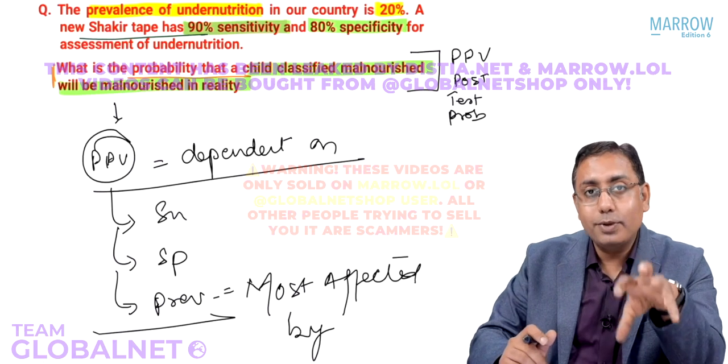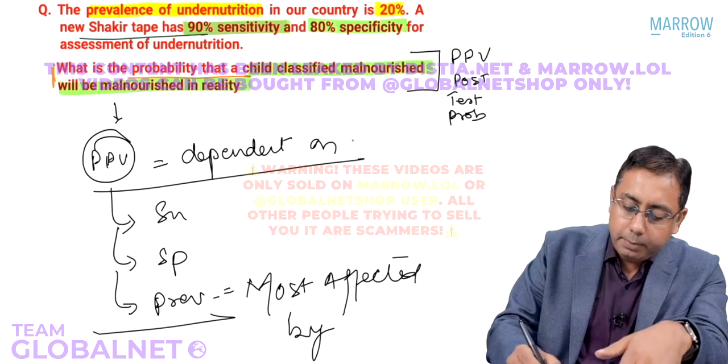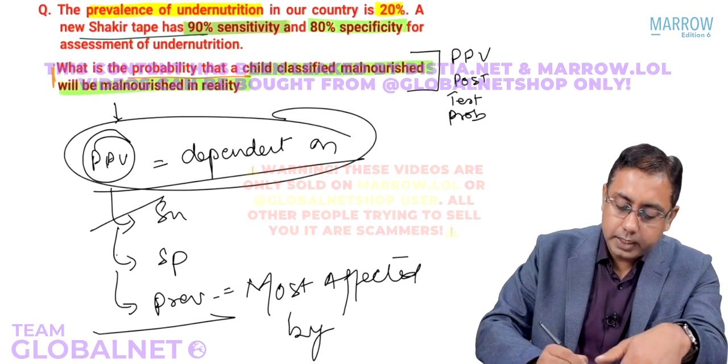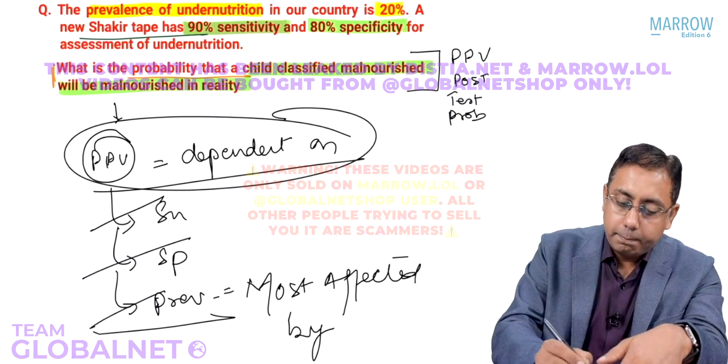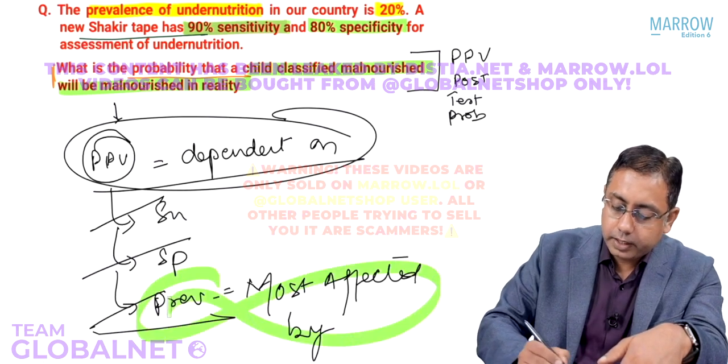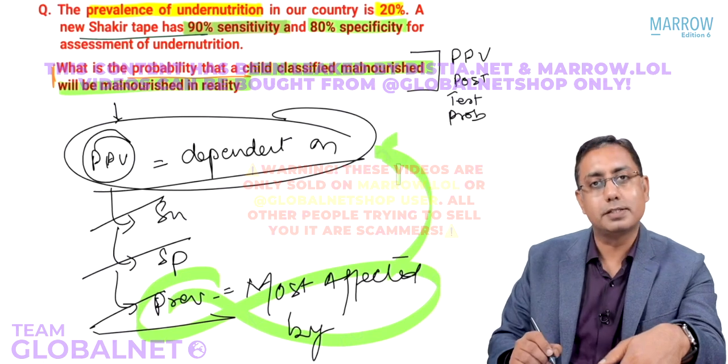So for your MCQ exam, take home messages. PPV is dependent on sensitivity, specificity, and prevalence. Prevalence is the one which is most affecting the PPV. Please remember this. Will you remember this?